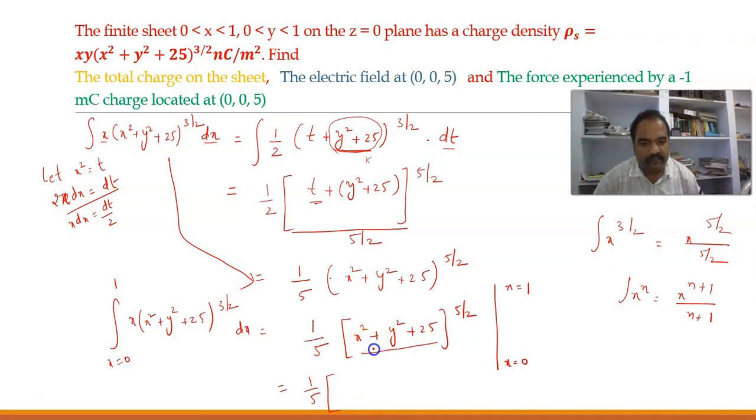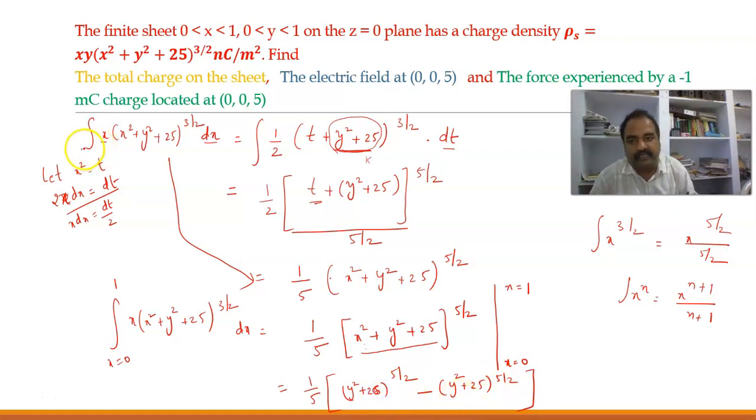Here this will become 1. This is y square plus 25 plus 1. It is y square plus 26 whole to the power of 5 by 2. For x is equal to 0, this will become 0, so you will get y square plus 25 whole to the power of 5 by 2. This is the answer. See, this is 26. So this is the expression. So I have simplified this one.